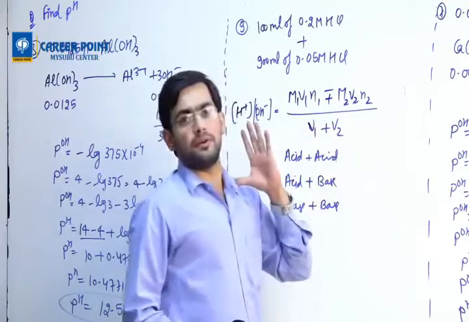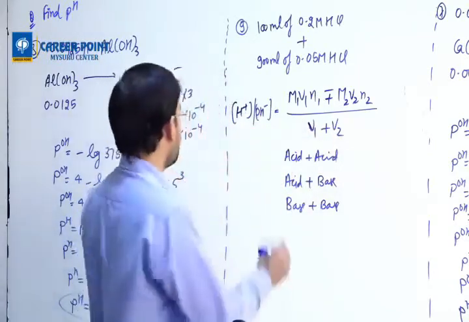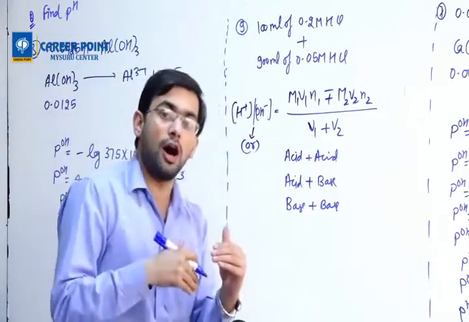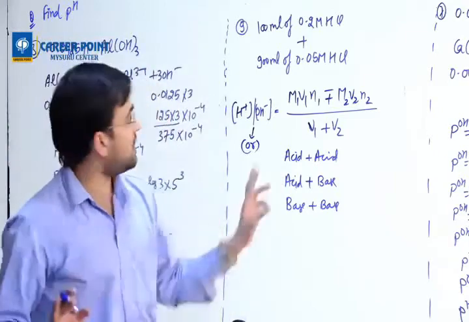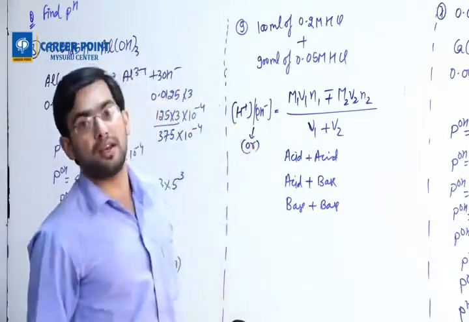Okay, divided by V1 plus V2. This is what? Either H plus or OH minus. This symbol means or. Either H plus or OH minus, not a ratio. It is not a ratio. Either H plus you will write or OH minus. Who will decide?